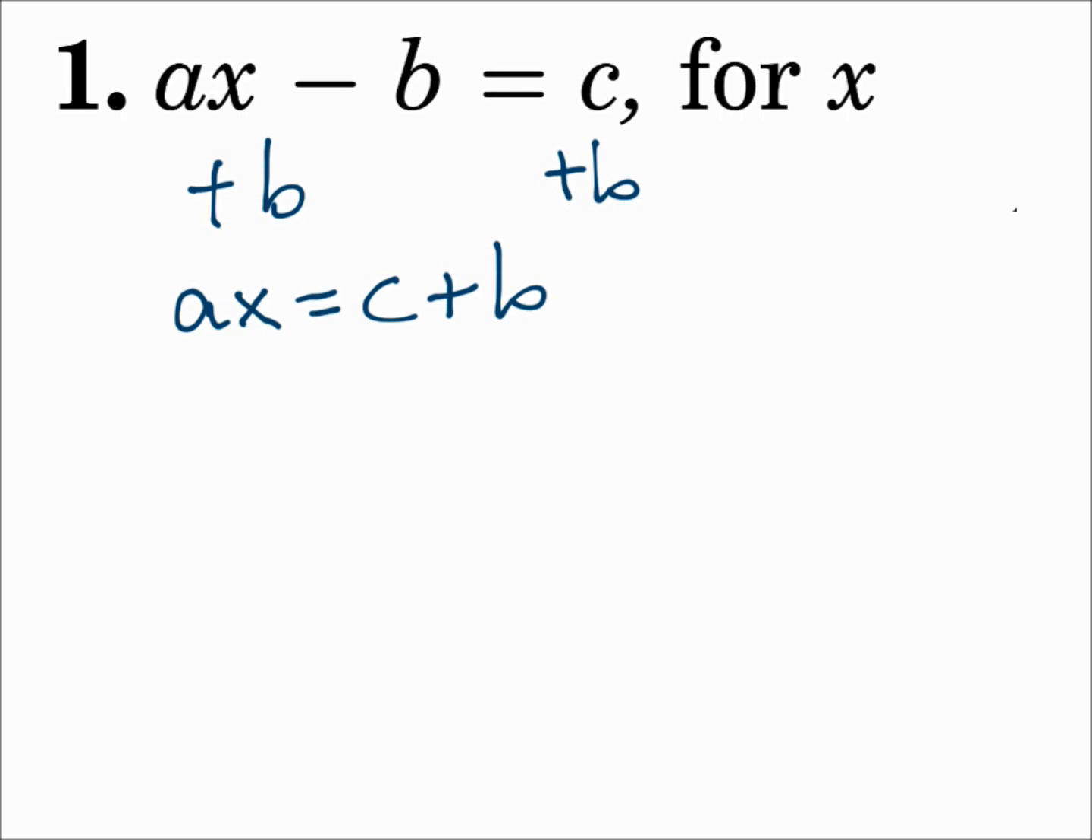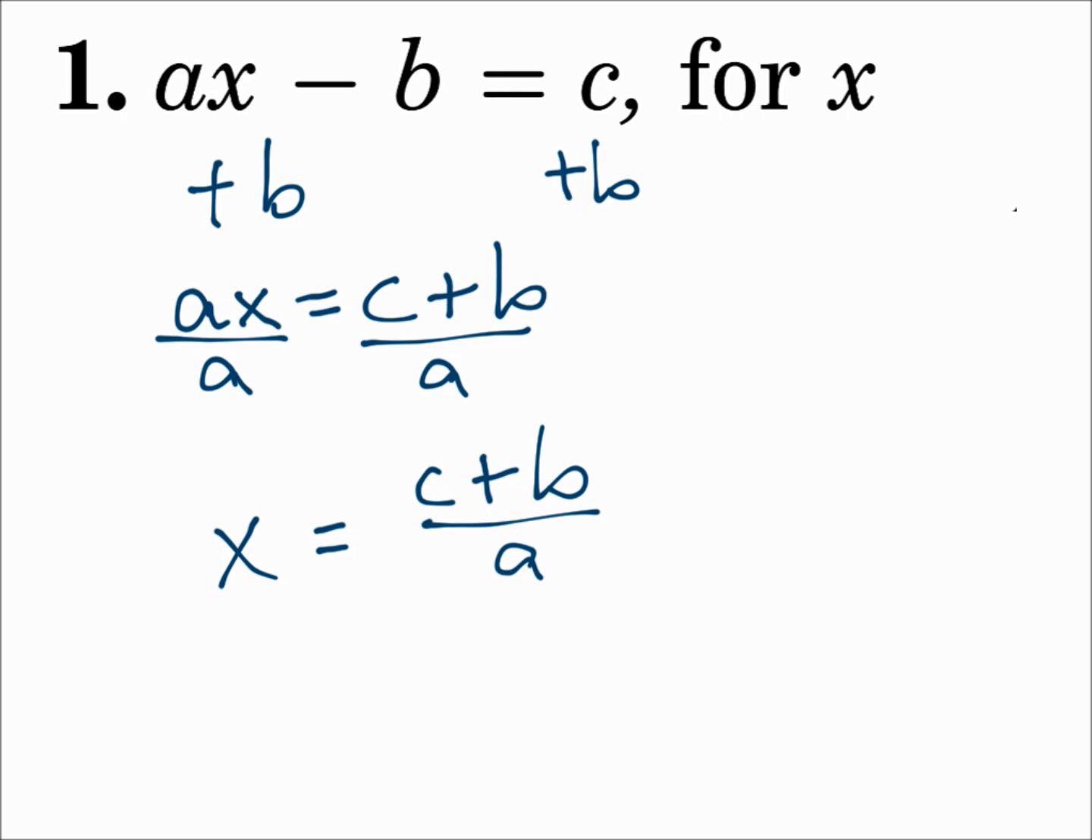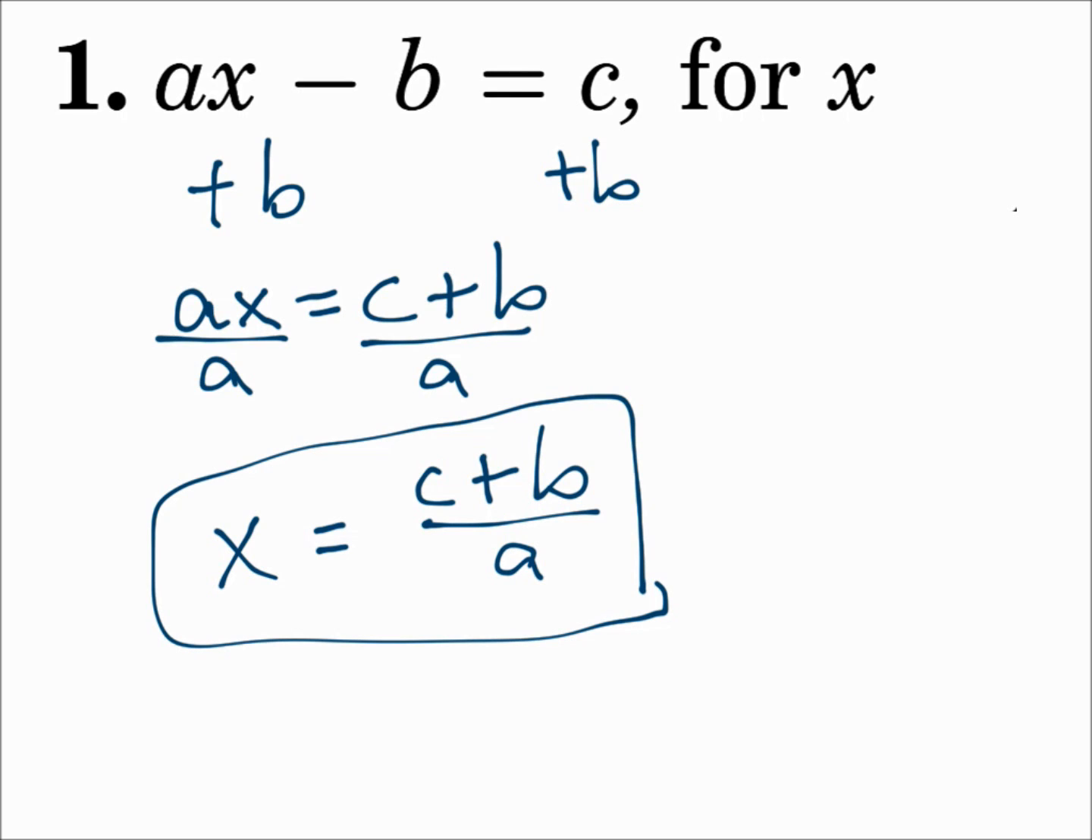Continuing to solve for x, that's a times x. Do the opposite and divide both sides by a. The a's cancel on the left, leaving x, and you have c plus b over a on the right. Remember, expect to get complicated answers. If there are like terms, combine them, but don't expect to get very many like terms to combine.